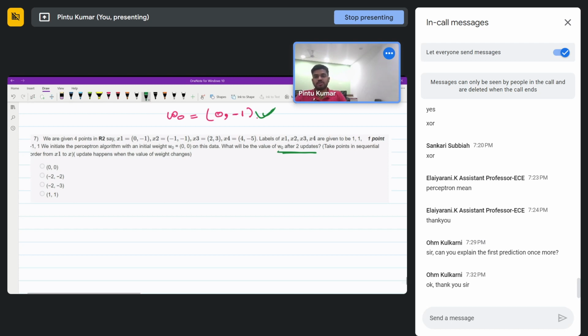I'll write the update condition also. If my x belongs to P and W transpose x is strictly less than 0, then you should update your W as W plus x. P over here means that the label that is given is 1. And if my x belongs to negative and W transpose x is greater than or equal to 0, then you should make your W to be W minus x. Now I think it would be more helpful for you.